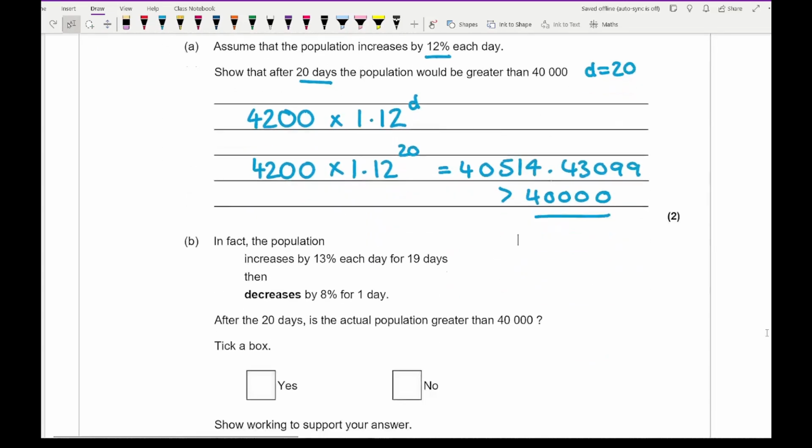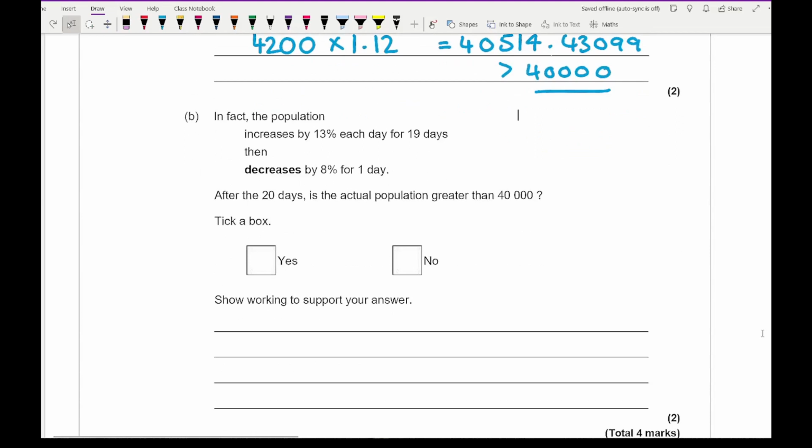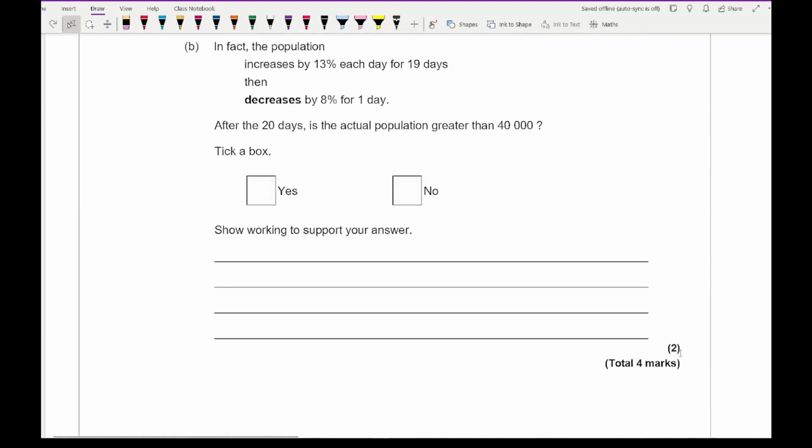The next question then says that in fact the population increases by 13% each day for 19 days, then decreases 8% for 1 day. After 20 days, is the actual population greater than 40,000? Now with these types of questions, I personally would show your working out and then tick whether it's yes or no. So for this, let's have a look at this line here.